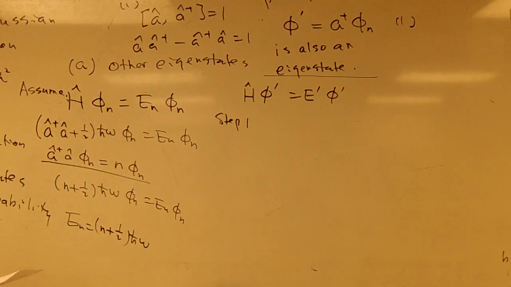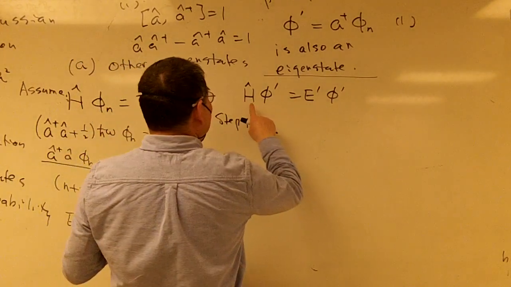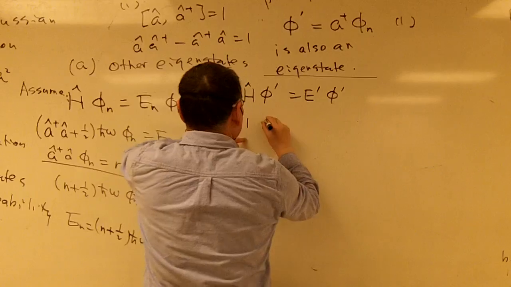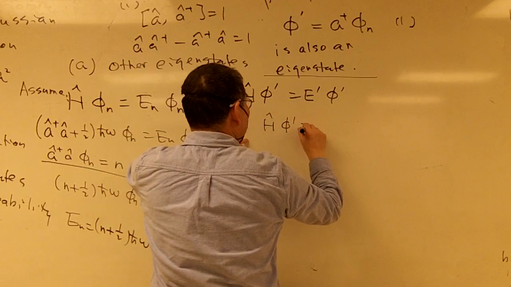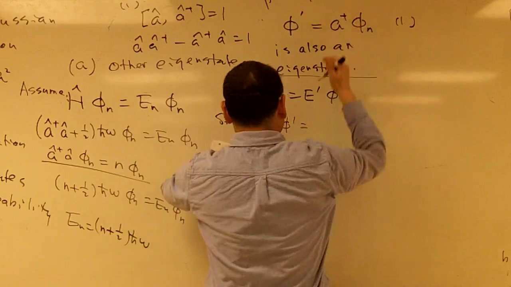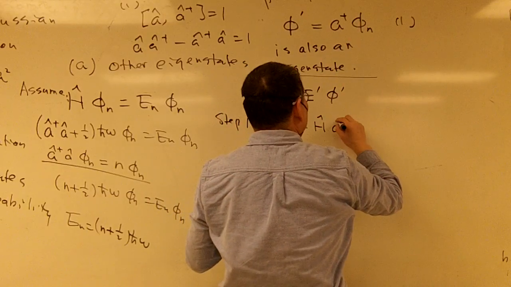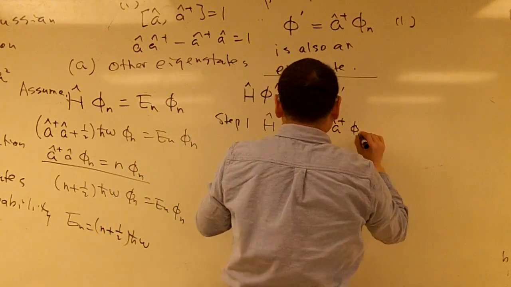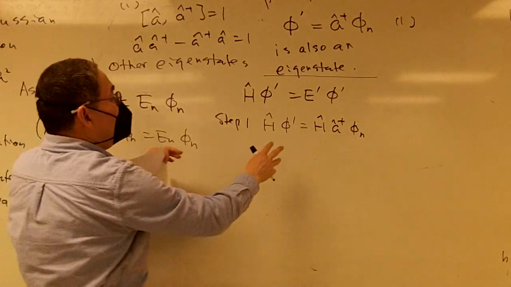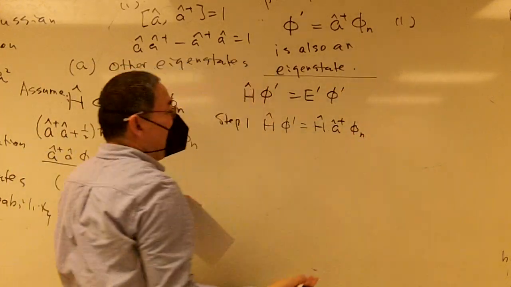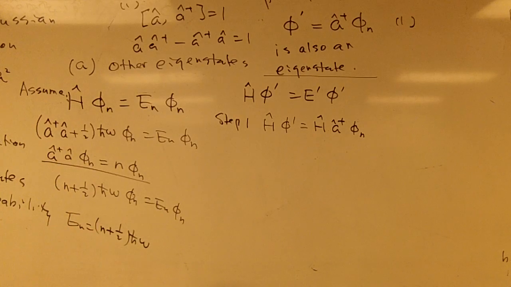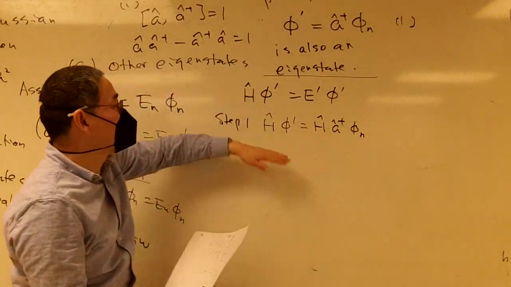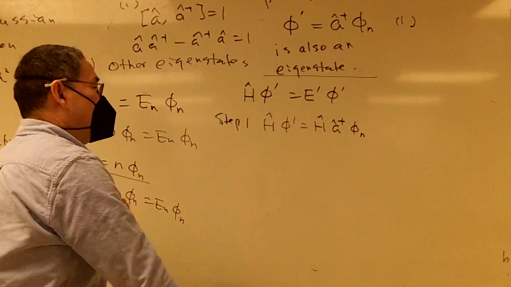Step number 1. We're going to start with h hat and phi prime. So we're going to use h hat phi prime. Phi prime is this particular term, so I'm going to replace that with a dagger hat and then phi n. I started using that equation directly. Any questions so far? I didn't do anything except plug this into here. So that's what I want to prove, and that's a relationship.